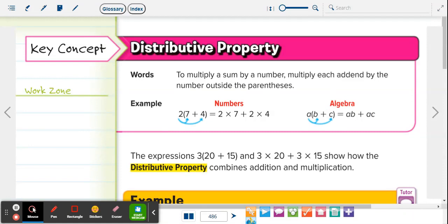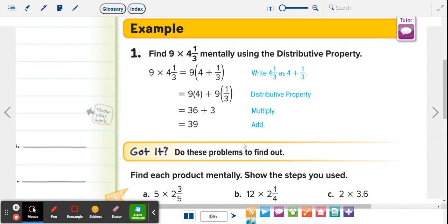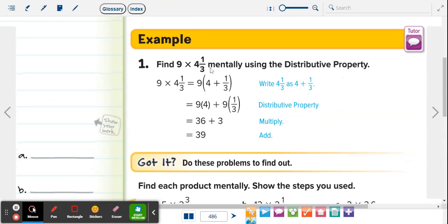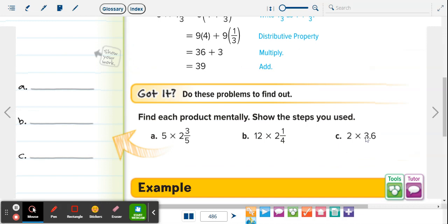Okay. So all you're using is the distributive property. So all that is multiplying it out. So all we're doing today is still multiplication. What they're going to do is give you something like this: 9 times 4 1/3. They want you to break it down to a number that's easier. So if you had 3 6/10, you'd break it down to 3 and 0.6. It makes things a lot easier to work with.